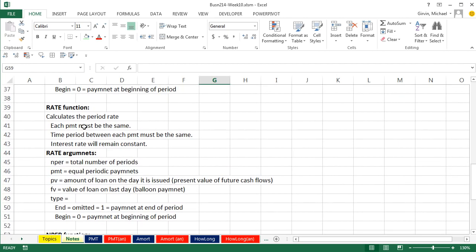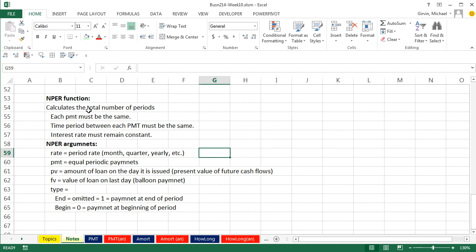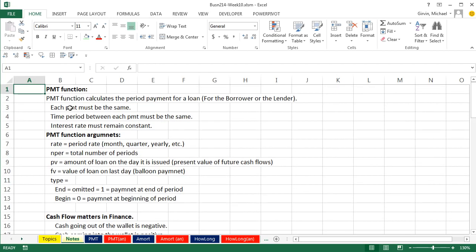We'll also talk about the RATE function. That calculates your interest rate for a period. And we'll talk about the NPER function. That calculates the total number of periods. For example, we'll use it to calculate how many periods or how many months it will take us to pay off our credit card. Control Home.